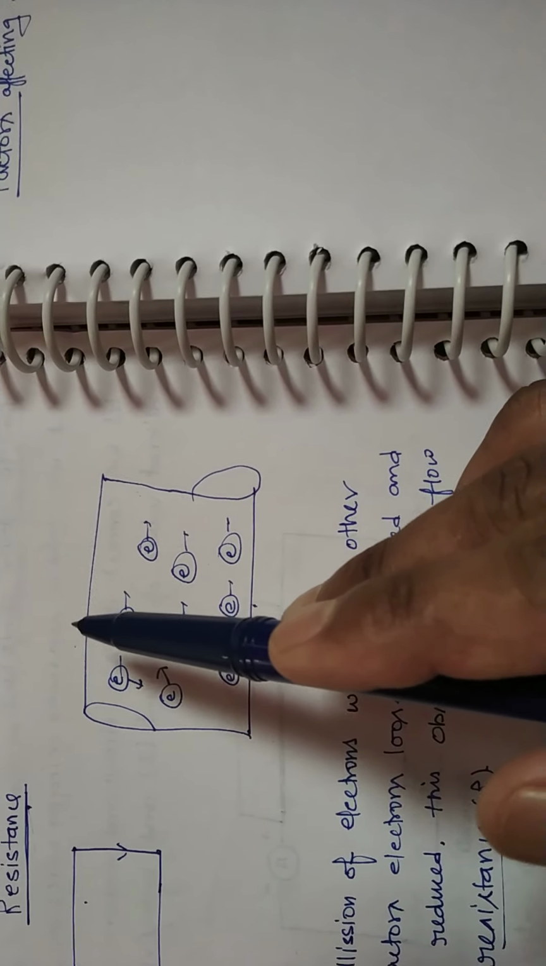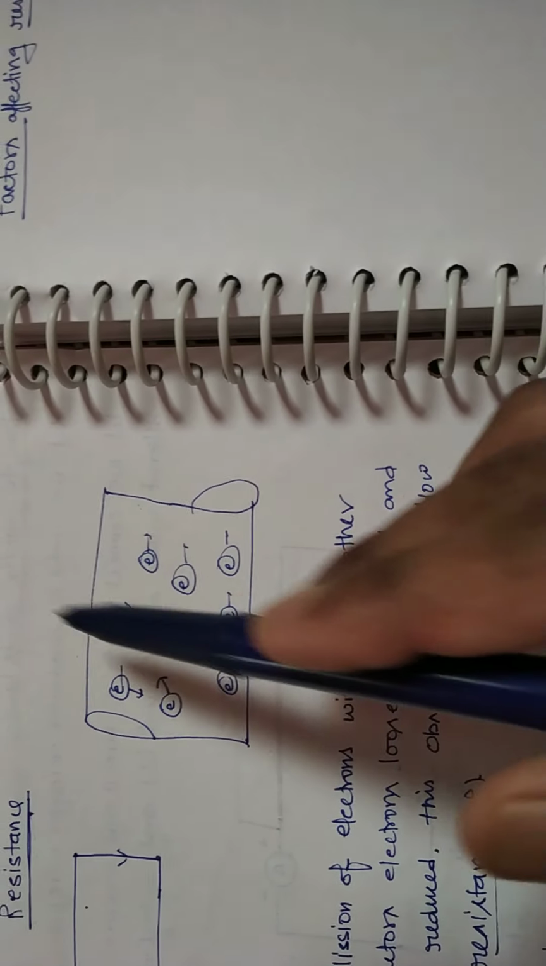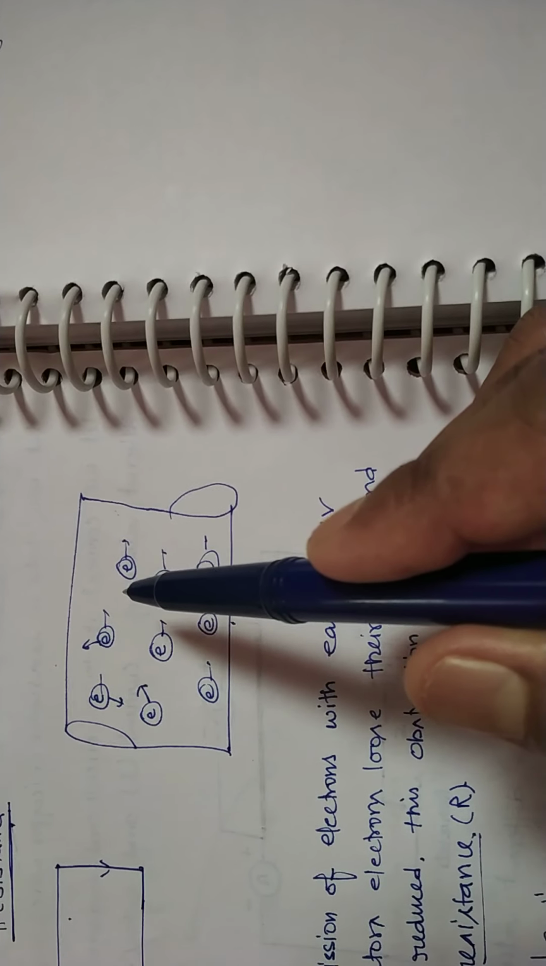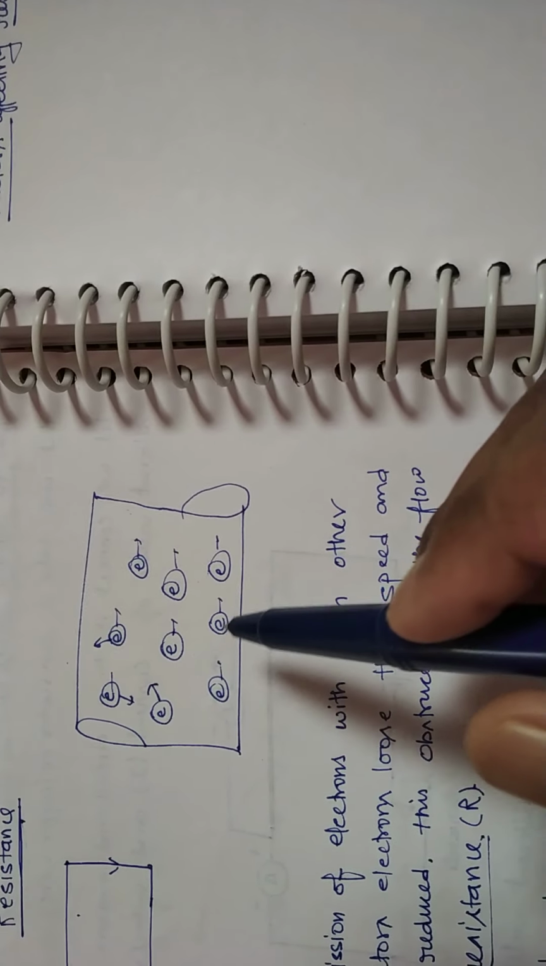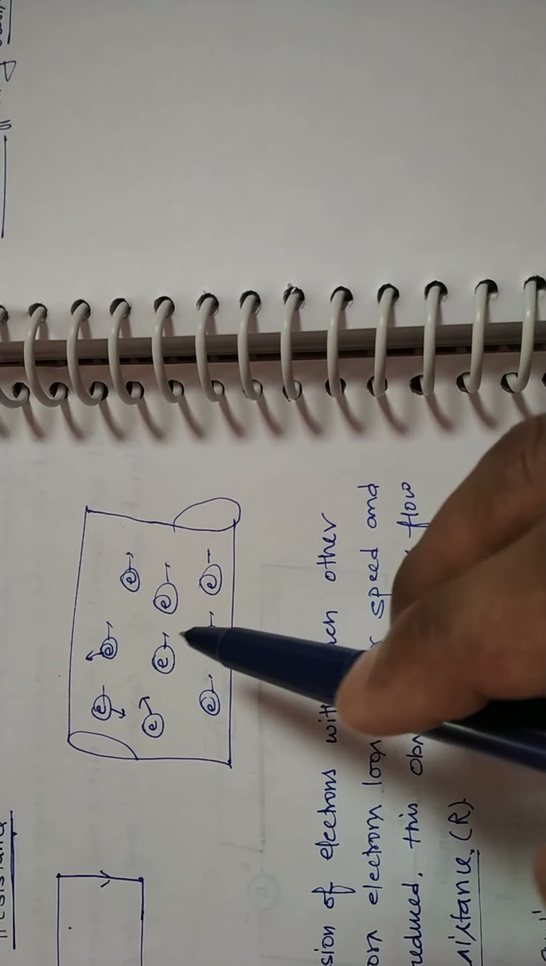What if I increase the area? If I make it a bigger one, I think the electrons will have more space to move apart from each other, and in this way the collision will be reduced. So we will have a better flow of electrons if the area is more.